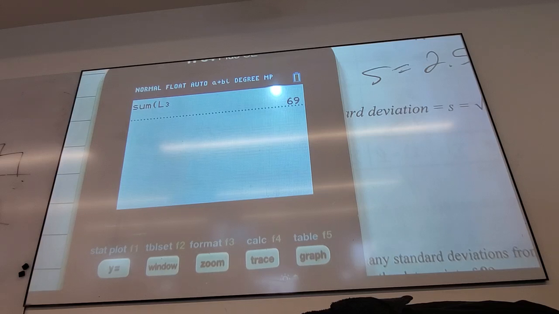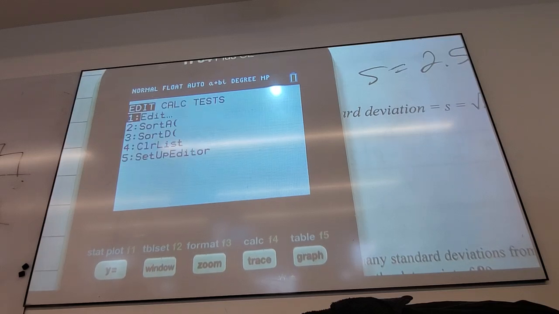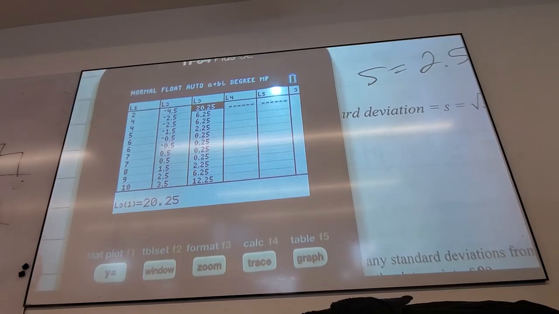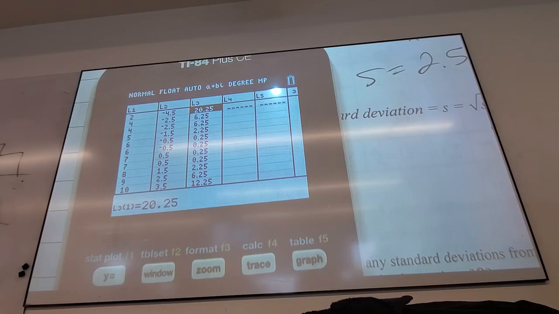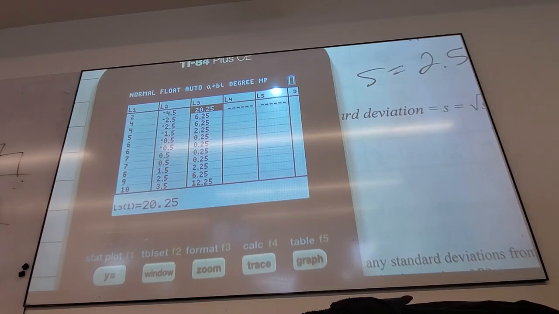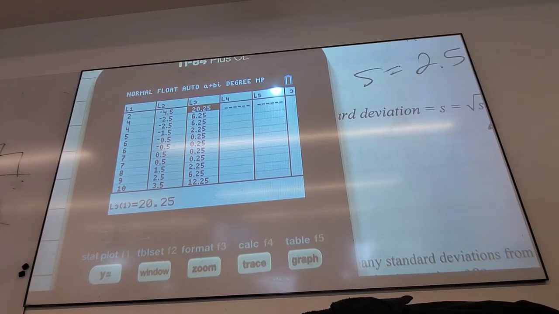So it just does it individually? How do you mean? Because it only changed one thing to 69. Did it change the whole list? Does it currently say 69? Yeah. Okay, so put 20.25 back in there. Okay.